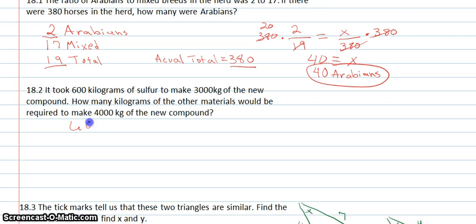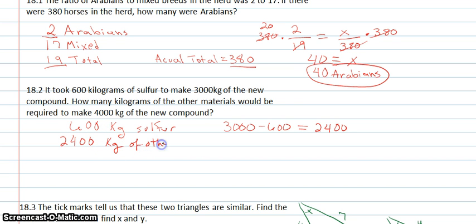So we have 600 kilograms of sulfur. And that would leave, we would subtract 600 from the 3,000 to see how much of the other materials were used. That'd be 2,400. So 2,400 kilograms of other materials. And that was to make 3,000 of the compound.